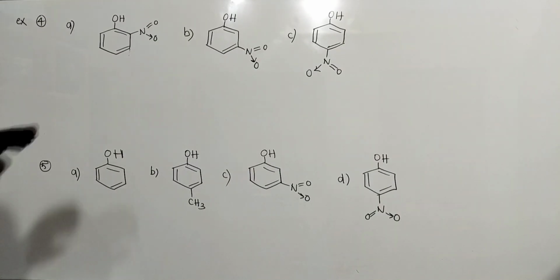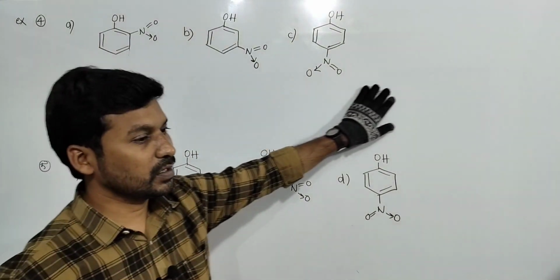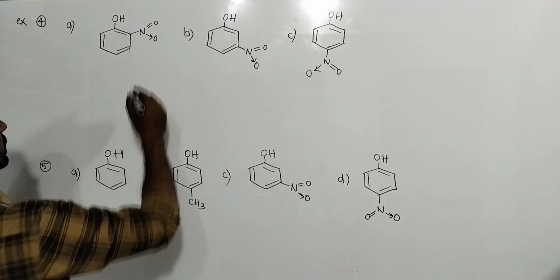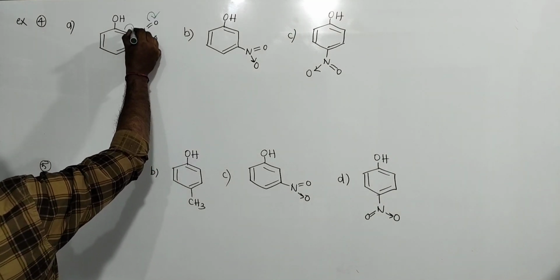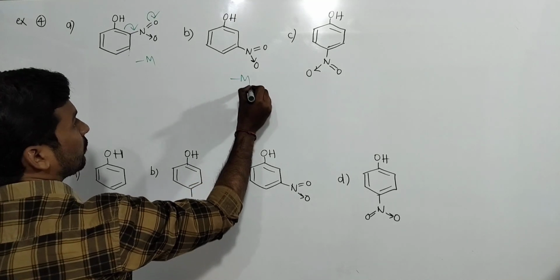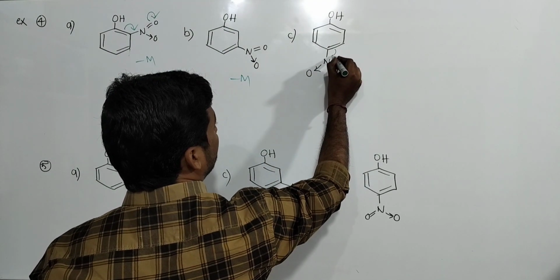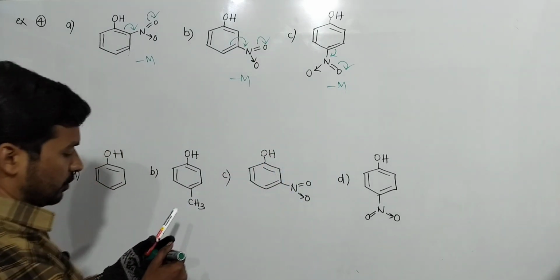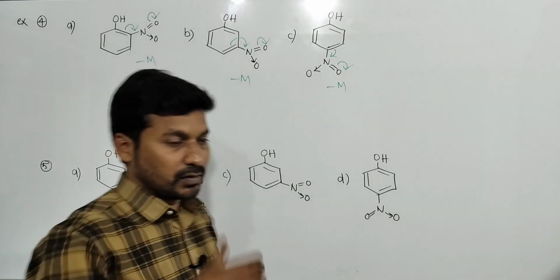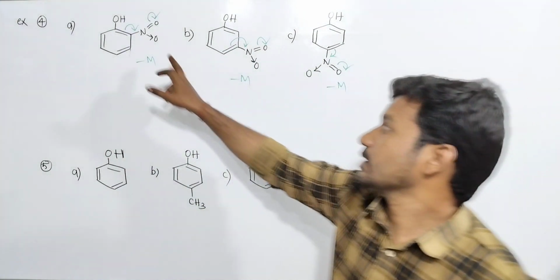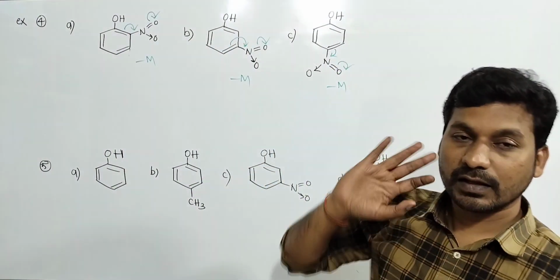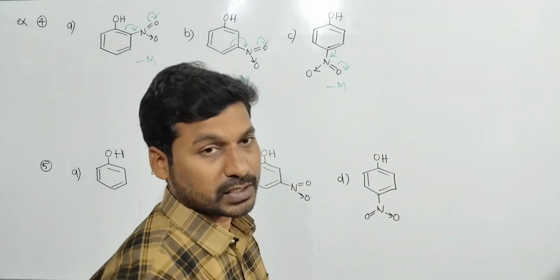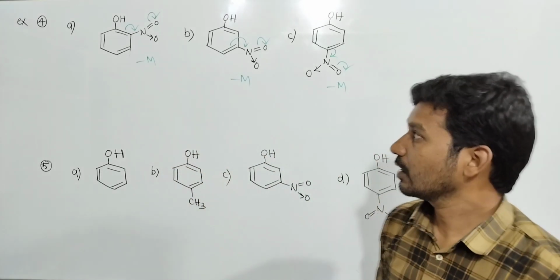Next see this example, orthonitrophenol, metanitrophenol, paranitrophenol. So nitro group is definitely what? Nitro group is definitely minus M group. Minus M group, this is also minus M group. Here also minus M group, definitely minus M group. And remember mesomeric effect does not depend on distance. This is close, this is far, this is very far. Mesomeric effect does not depend on distance.